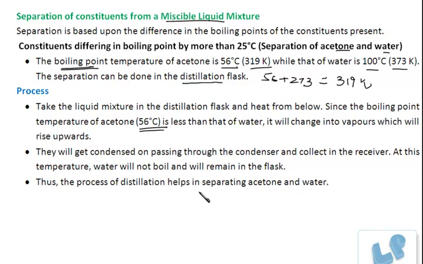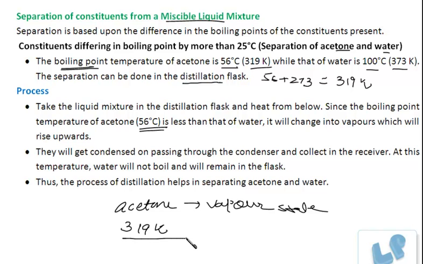There are two things over there, that is water and acetone only. So the temperature is raised till 319 Kelvin only, so that all the acetone present is converted into its vapor state. At this state, will water convert into the vapor state? No. Because the temperature of the distillation flask is 319 Kelvin, but water boils at 373 Kelvin, which is a bit higher one. The temperature of 319 Kelvin is maintained in the distillation flask, so that the vapors of acetone are obtained in a receiver, which can be passed through a condenser and acetone can be collected. Right?